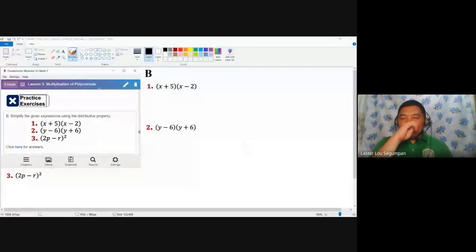Let me share with you the items that are found in our module. We have only three different items here, and I believe this is already enough for us to construct or scaffold our learning when it comes to the product of two different binomials. We are still going to use the distributive property here.